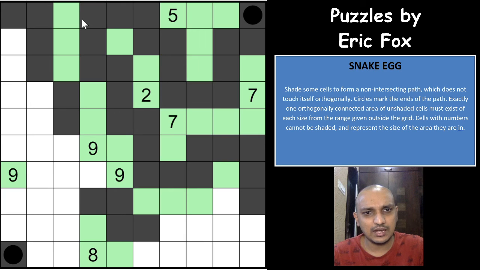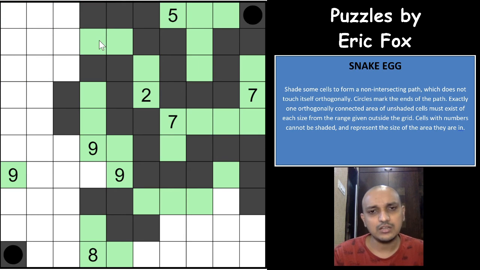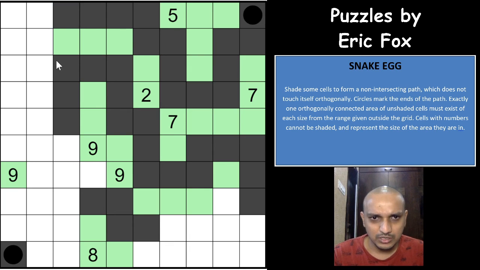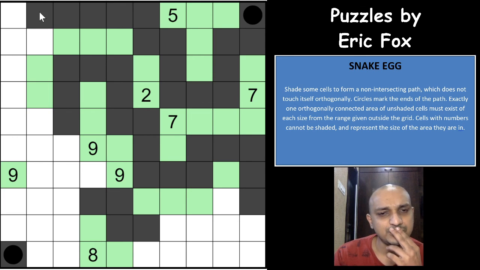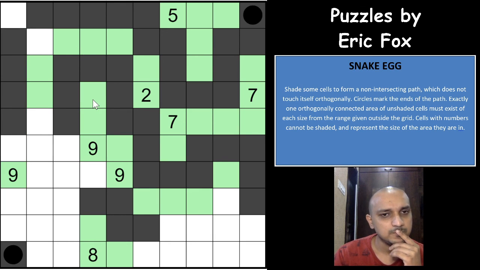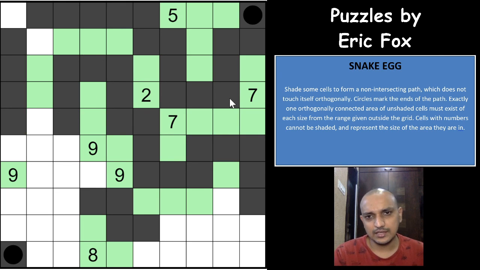So which means that this wouldn't be a shaded cell. This will be unshaded, this will be unshaded, and this will be unshaded. All of these will be unshaded. This will be shaded. And it has to come out this way. 2 is done. So 9, 8, 7, 5, we note 6. Okay, let's see.